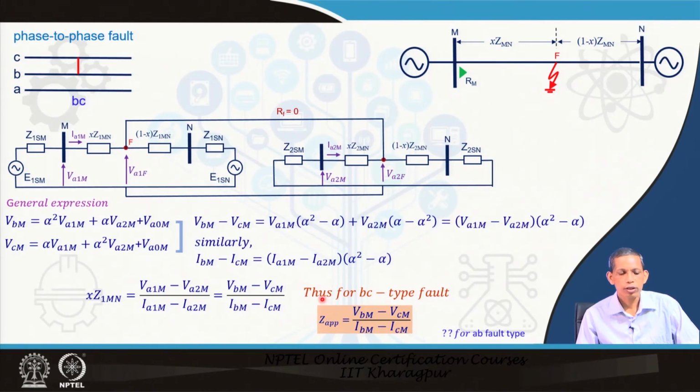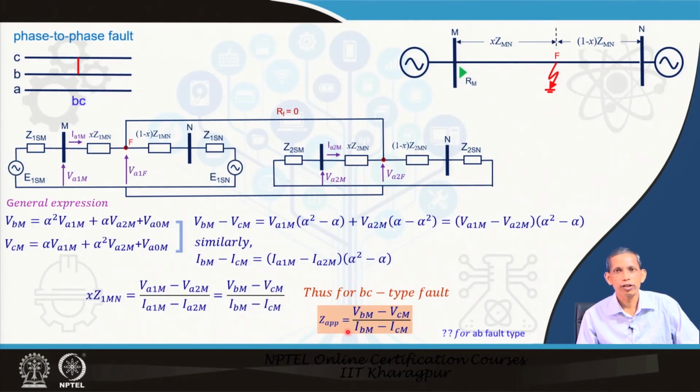So, we see here for the BC fault, the general expression for the Z apparent, because this corresponds to our Z apparent here as required by the relay, positive sequence impedance of the fault point can be obtained from the measurements by the relay for phase B voltage minus phase C voltage upon phase B current minus phase C current. Note the fault type is BC fault. So, we are using B and C voltages and current for the expression for the Z apparent.